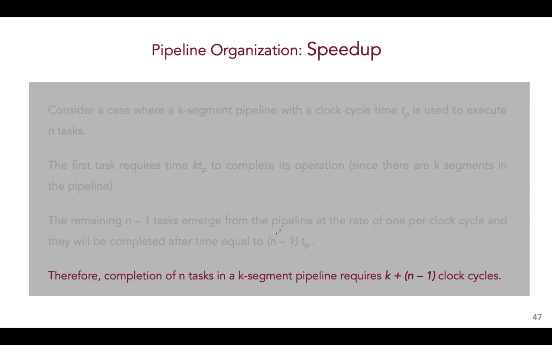Therefore, the completion of a total of n tasks in a K segment pipeline will require K TP plus (n-1) times TP time, which is K plus n-1 clock cycles, because TP is simply the clock cycle, right? So K for the first task and n-1 for the remaining n-1 tasks. This is the amount of clock cycles, the amount of time it will take to complete n tasks in a K segment pipeline.